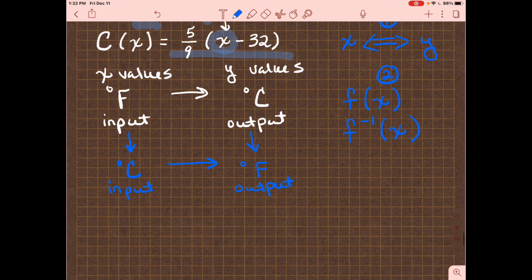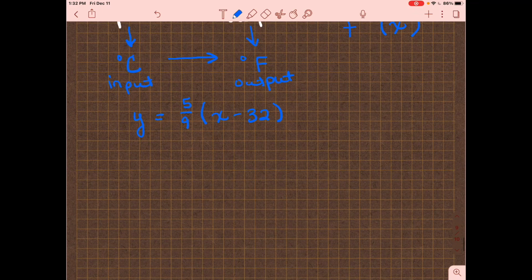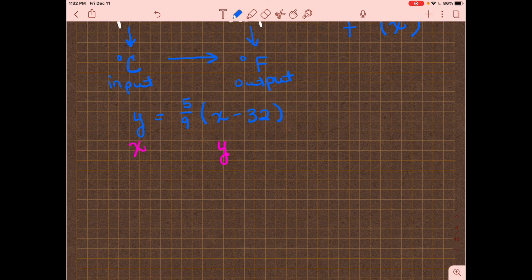So it's really pretty simple what we're going to do here. I'm going to keep that equation where I can see it. What we're going to do is rewrite this equation and just say y equals 5/9 times x minus 32, because it's a little easier to deal with y than c of x. And then here's the critical next step. We are just going to switch the places of the x and the y. So that's sort of the big how-to for this lesson: you're just going to trade places with the x and the y. So everything else will stay the same here.